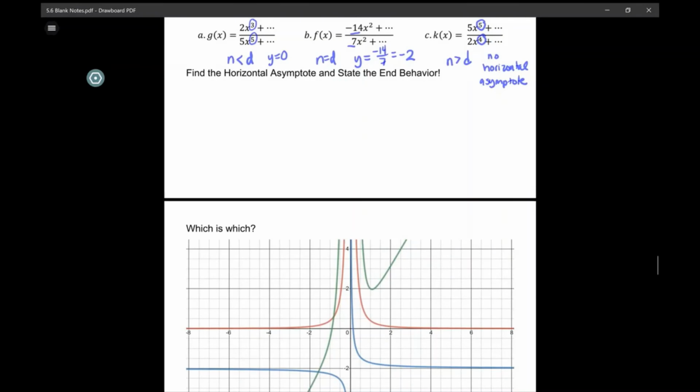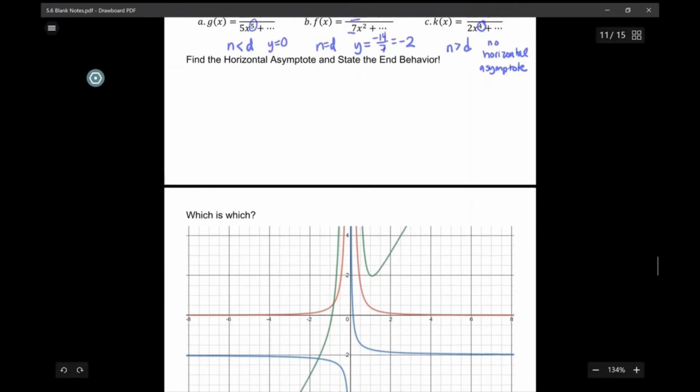So the first one, we said that the numerator was smaller than the denominator power, so y equals 0 is a horizontal asymptote. So if we look down here, which one of these seems to be approaching the x-axis as we go to negative infinity and positive infinity? That's going to be the red one, right? This is going to be g of x. As we go to negative infinity, we're going really close to the x-axis, and as we go to positive infinity, we go really close to the x-axis, but we don't actually cross it. It's just getting really close.